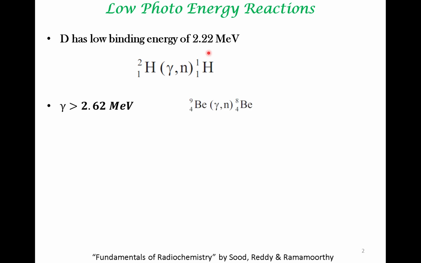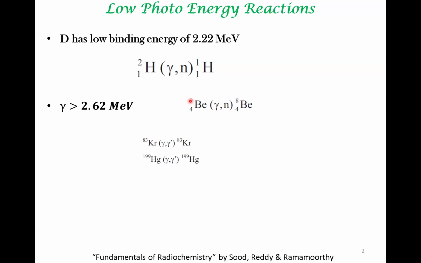So likewise, if the gamma photon has an energy greater than 2.62, it is possible to remove one of the neutron from beryllium nucleus of atomic mass 9. Okay, so this provides an estimate of separation energies.